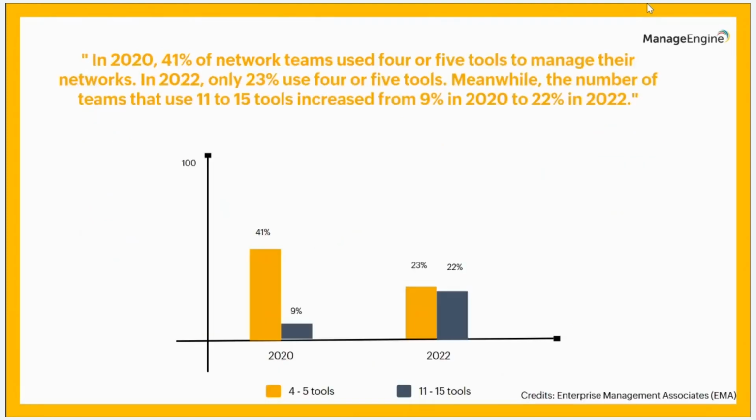According to a recent survey by Enterprise Management Associates, in 2020, 41% of network teams used 4 or 5 tools to manage their networks. In 2022, only 23% use 4 or 5 tools. Meanwhile, the number of teams that use 11 to 15 tools increased from 9% in 2020 to 22% in 2022. As we can see, about 20% of network teams have shifted to using more tools. But do diverse tools actually enhance network management?